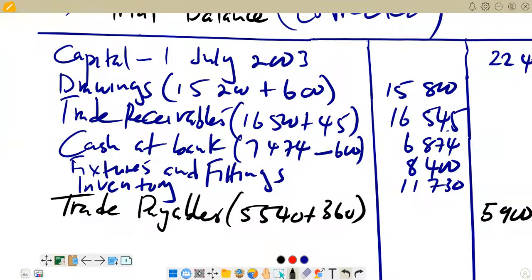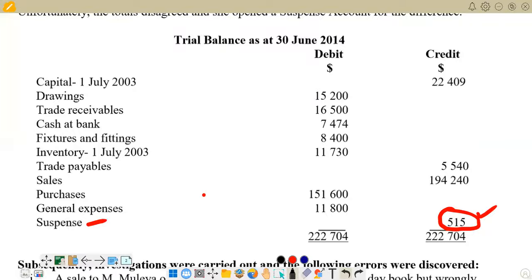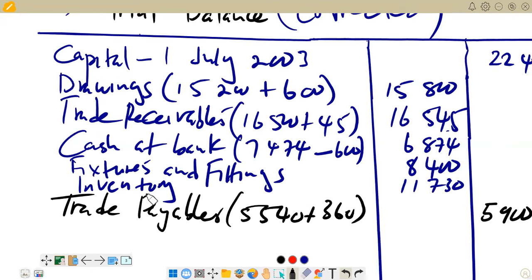So after trade payables, we also check what we have. You see that after trade payables, we've got sales. And we see that in the corrections that we have, we do not have anything that is affecting sales, and the figure that we have for sales is 194,240. So here now we have sales, and it's on the credit side, 194,240. Right. We check the next balance that we have after sales.